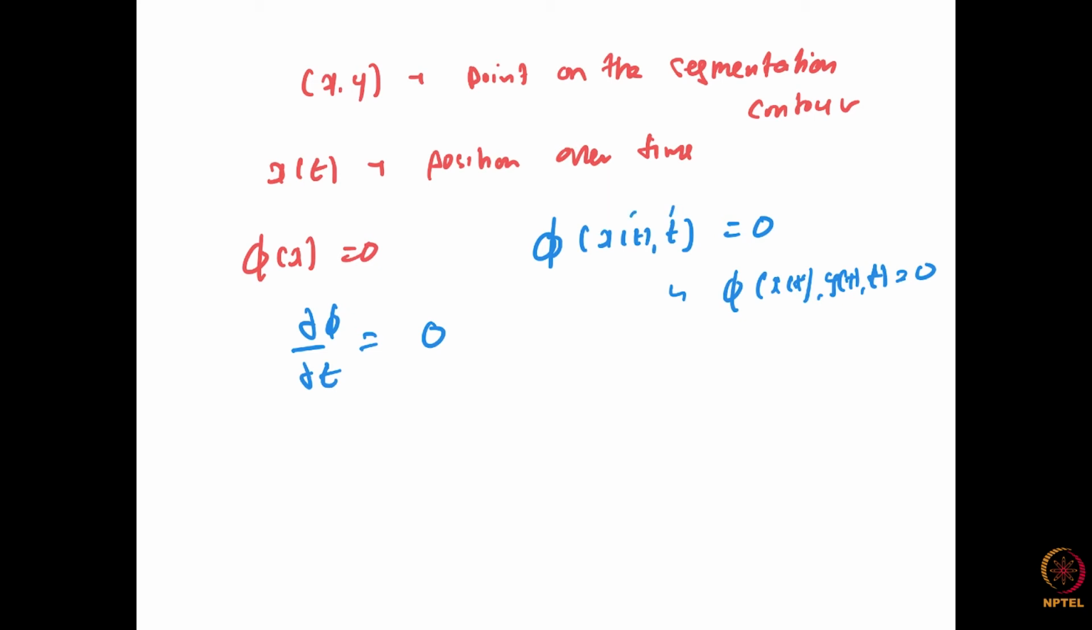then using the chain rule, we can write this as delta phi delta x, delta x delta t, plus delta phi delta t. Sorry, this is d phi by dt equal to 0. Now this actually translates to what? We can write it in the following form. Let me go to the next page so that it's easier to write.